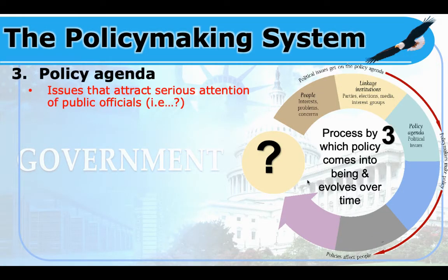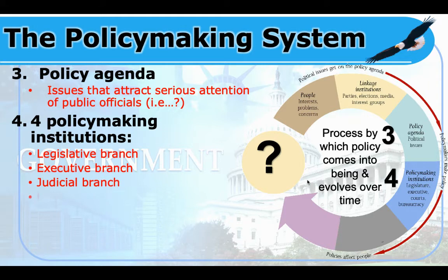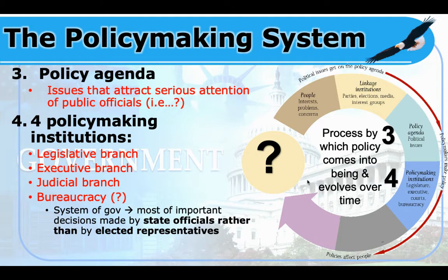Now, the third one is if it gets heard loud enough, these attract serious attention from public officials, legislators, Congress, state officials, whatever it may be in that situation. And then we have these are the players, the four policy-making institutions. It's just the three branches of government and kind of the bureaucracy, which are ones who do certain things within the federal government as well as the state governments or even local governments. These are people that work for it but not really elected. And that's what I kind of put here so you understood bureaucracy at this point, because you should know the other basics. So there we go.